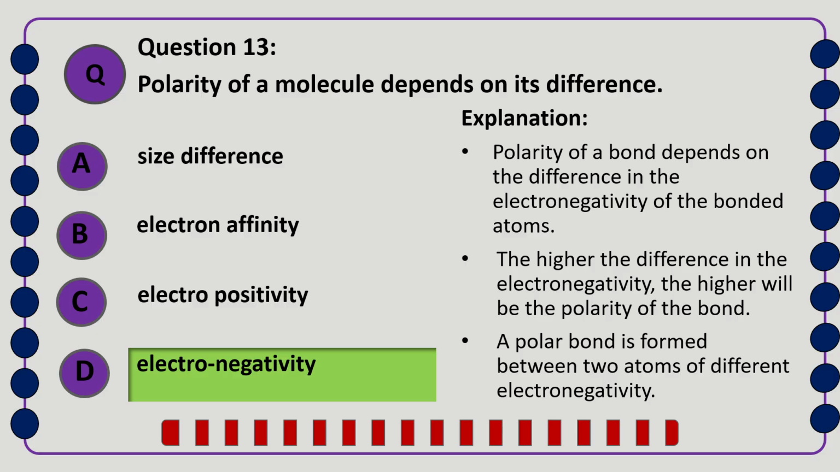Let us take the complete explanation. Polarity of a bond depends upon difference in the electronegativity of the bonded atoms. The higher the difference in the electronegativity, higher will be the polarity of the bond. A polar bond is formed between the two atoms of different electronegativity. Let's move on to the next question.